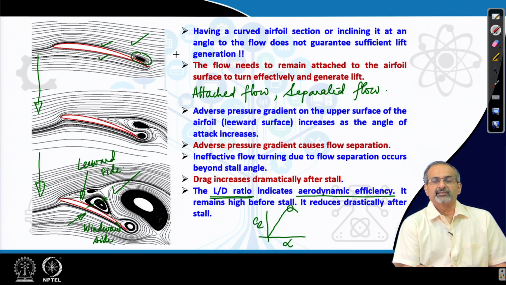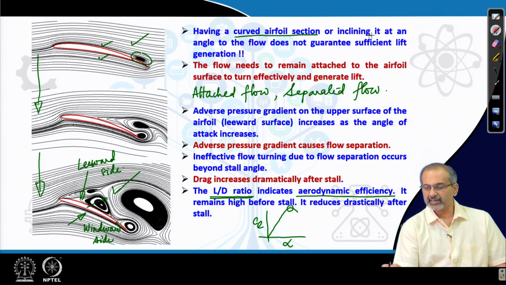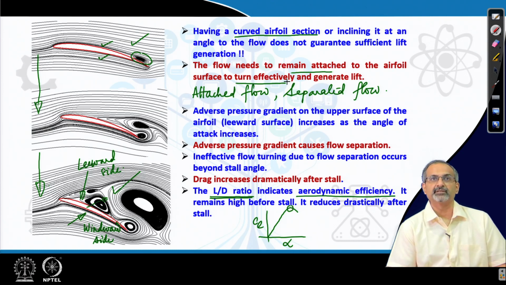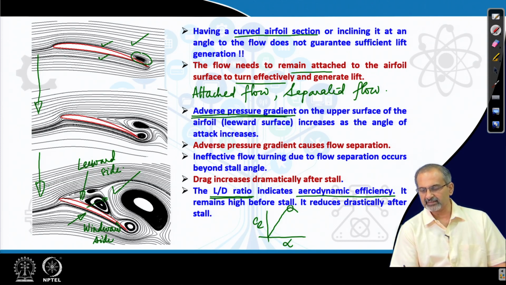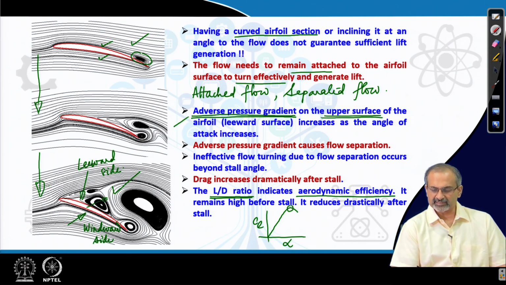So, we realized that just having a curved airfoil section or inclining it at an angle of attack with the flow does not guarantee sufficient lift generation. So, the flow needs to remain attached and turn effectively to generate lift. When the pressure increases dramatically on the leeward surface as the flow moves on, we say the adverse pressure gradient is increasing on the upper surface. We will learn more about the adverse pressure gradient later. This is something that challenges the flow all the time, and the flow finds it very difficult to remain attached on the surface if the pressure gradient really becomes adverse.